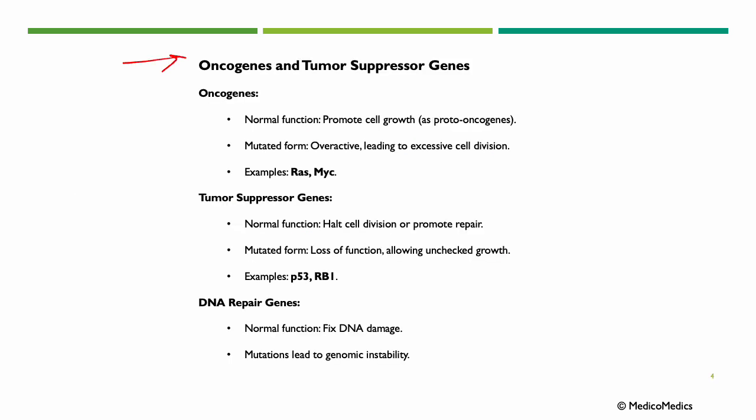Now, oncogenes and tumor suppressor genes. Oncogenes, their normal function is to promote cell growth as proto-oncogenes. However, when they are mutated, they become overactive, leading to excessive cell division. Examples of these oncogenes are the RAS gene or the MYC gene.